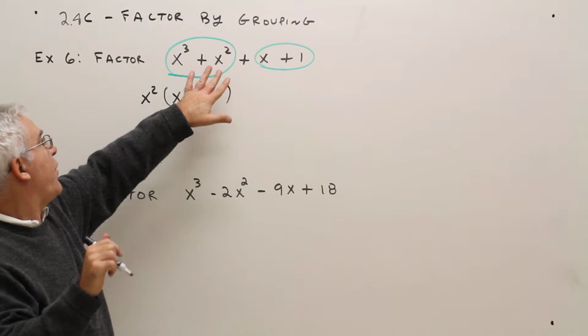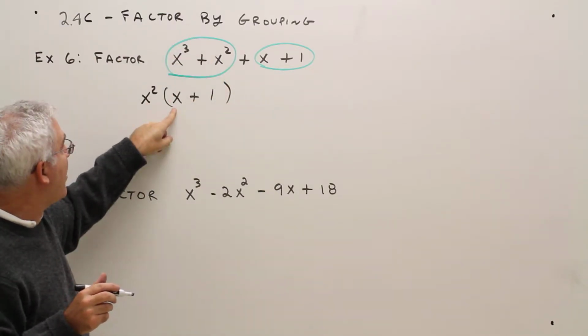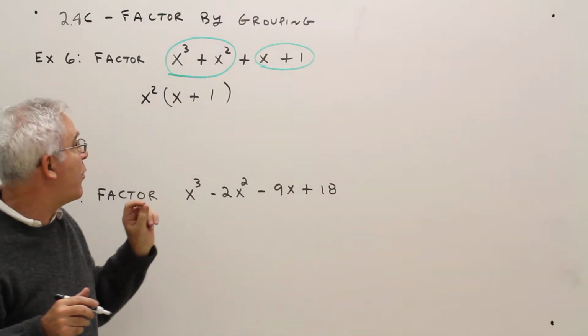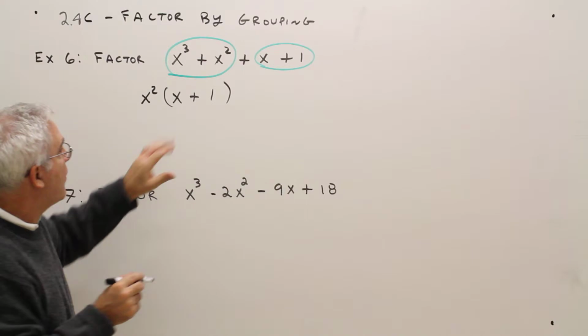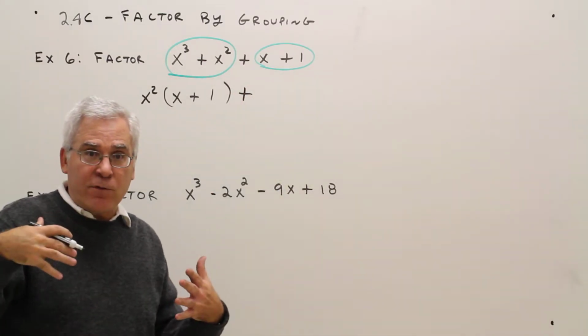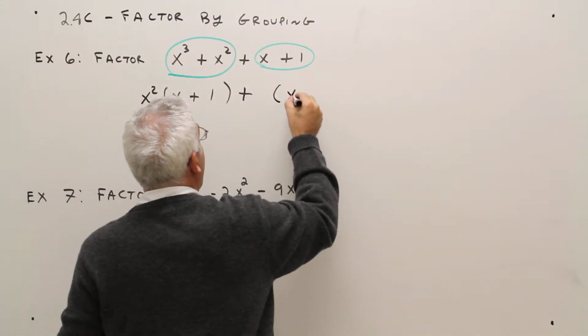Some students freak out when the entire thing comes out. You can check your work by distributing. X squared times x is x cubed. X squared times 1 is indeed x squared. Okay. So then I'll put that operation sign, and then over here, if you can factor stuff out, go for it. I don't think I can. I'll just put an x plus 1.